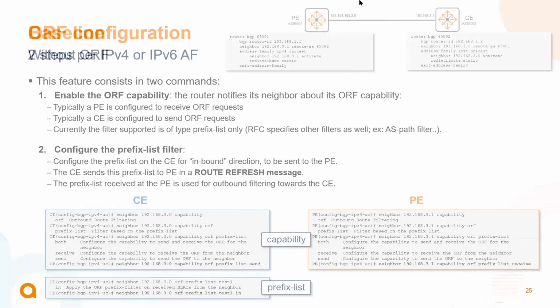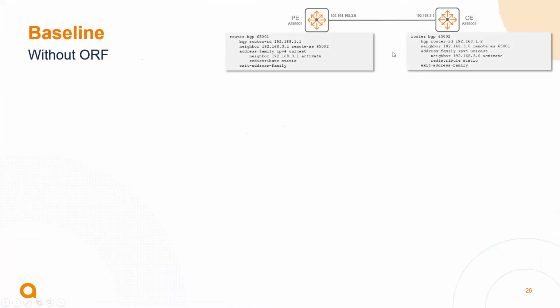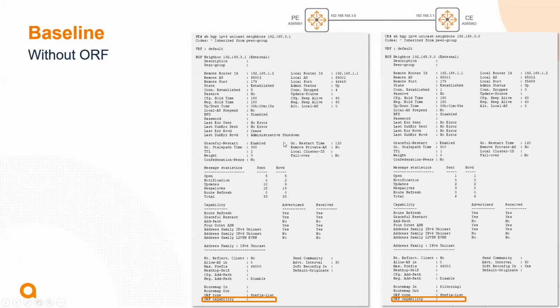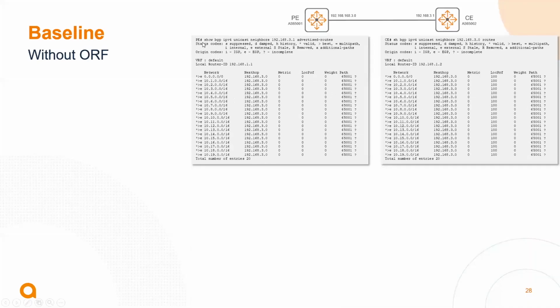As a baseline, this is an example. Here I start without any ORF. This is a very simple configuration with the BGP statement. Here you see a neighbor with a different autonomous system, IPv4 unicast address family being used. If I do a show BGP neighbor, you'll see the ORF capability is none, because it's not configured yet. The PE has all those routes, and the CE will receive those. No filter.